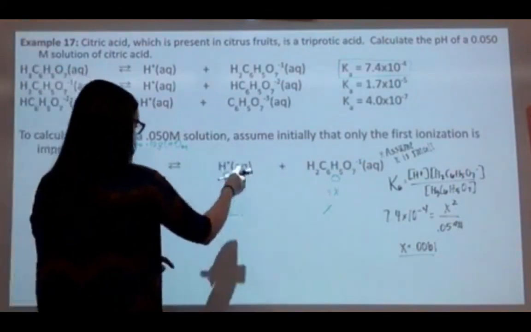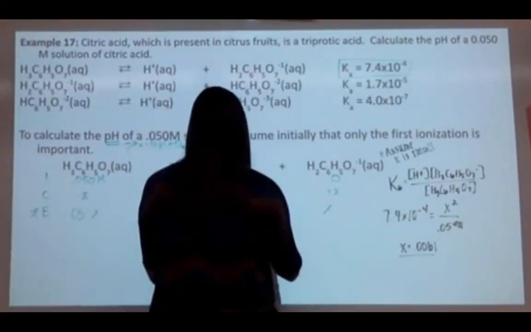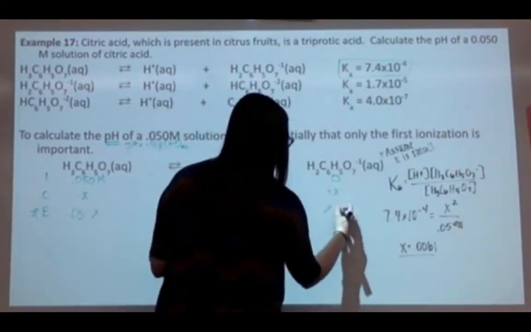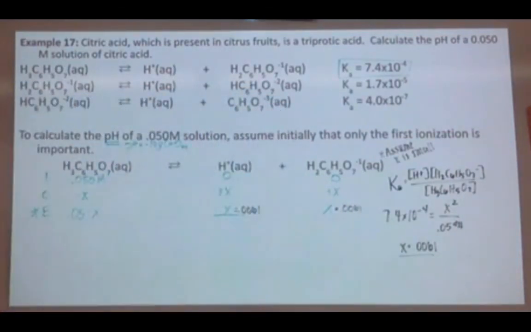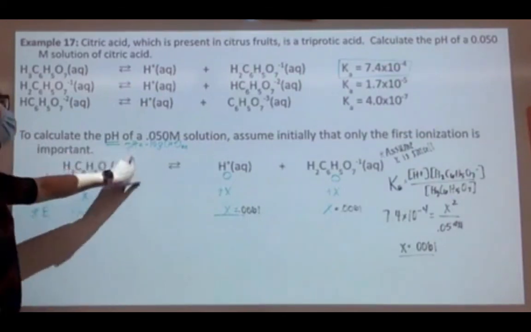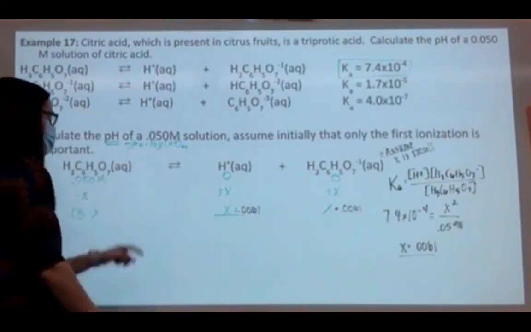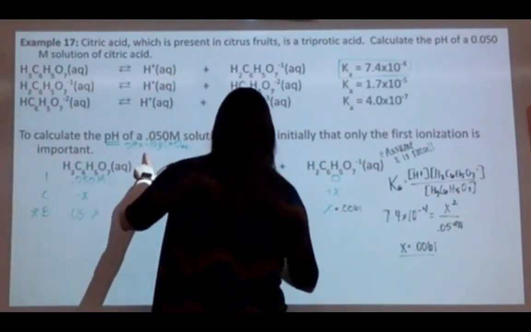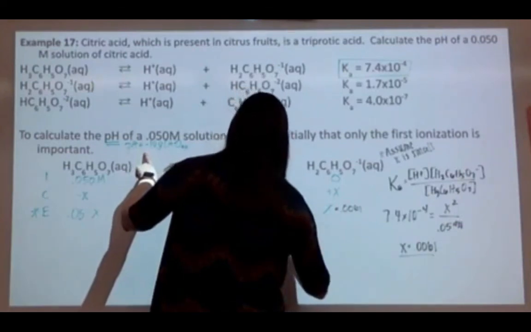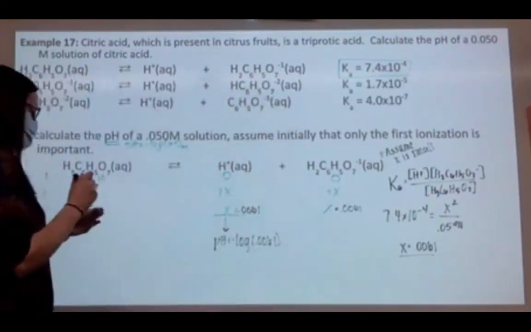Now I'm going to pause and ask, why is X important? Well, X is 0.0061. That's the H plus concentration. That's the anion concentration. And I look back and say, okay, I need pH. pH is negative log of H plus. Negative log of 0.0061.